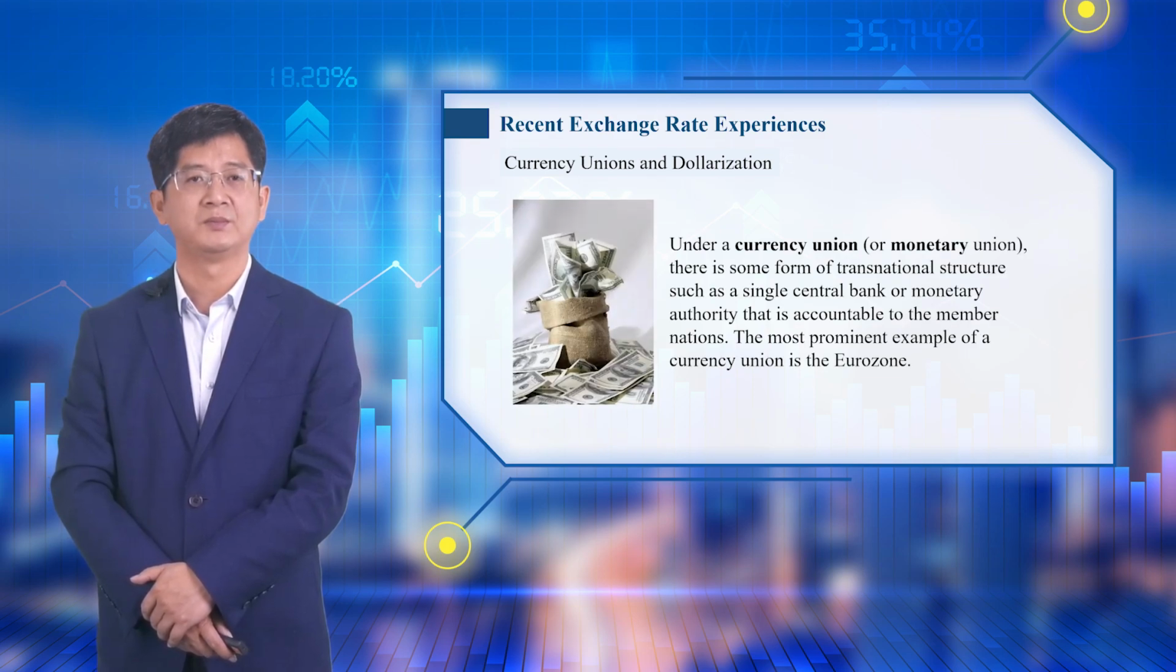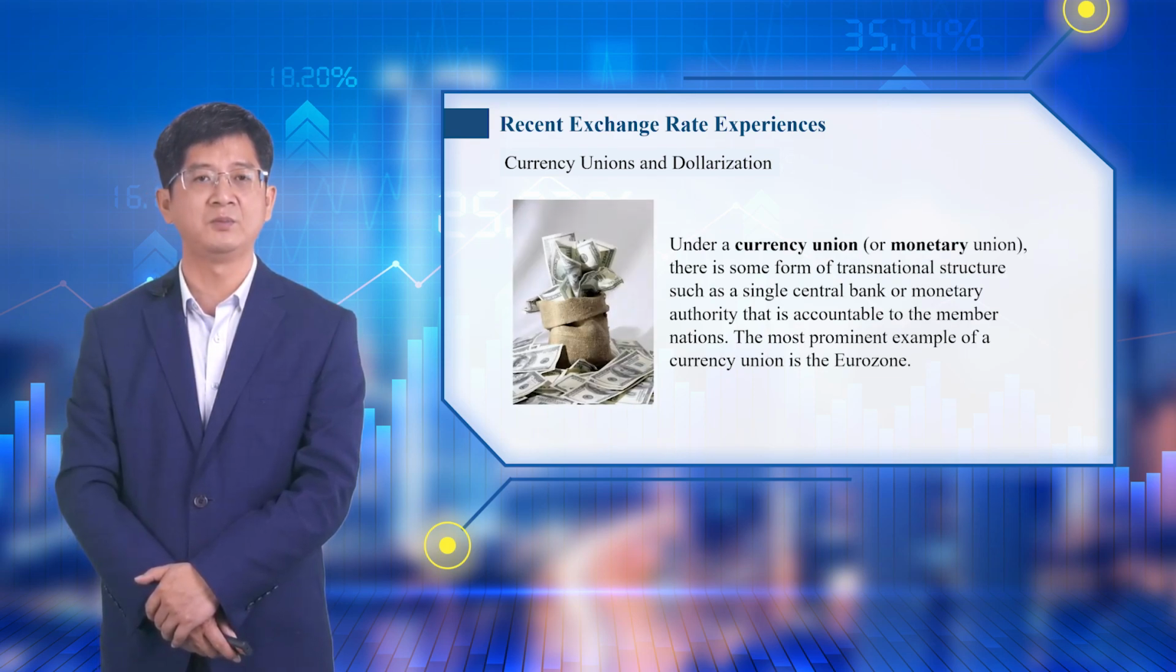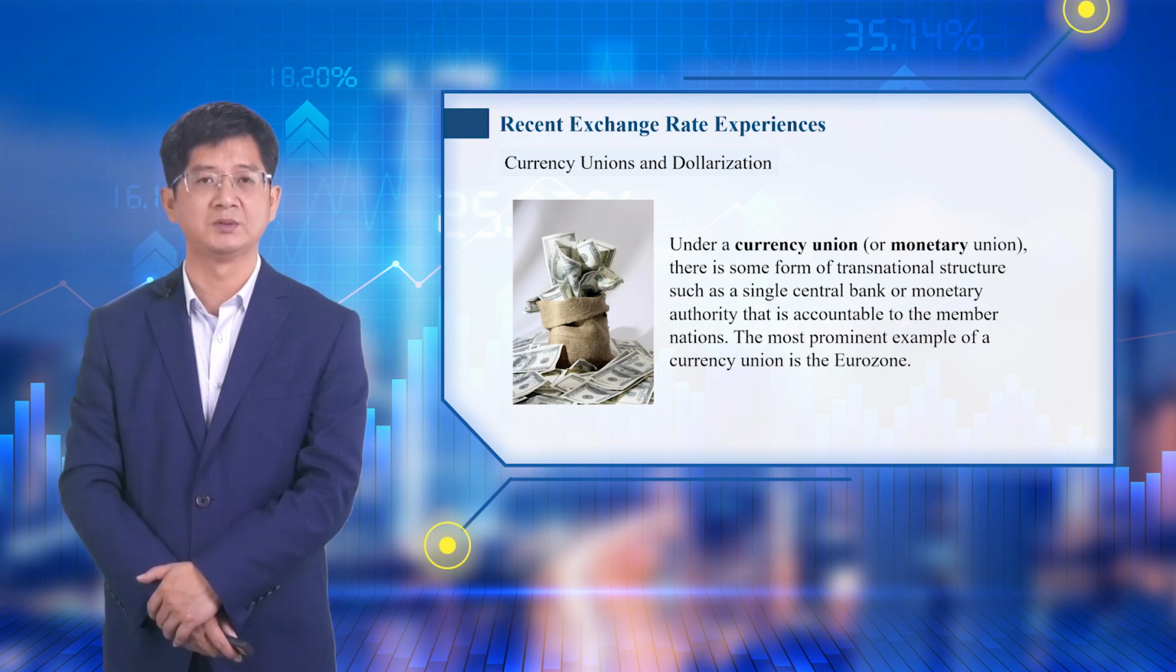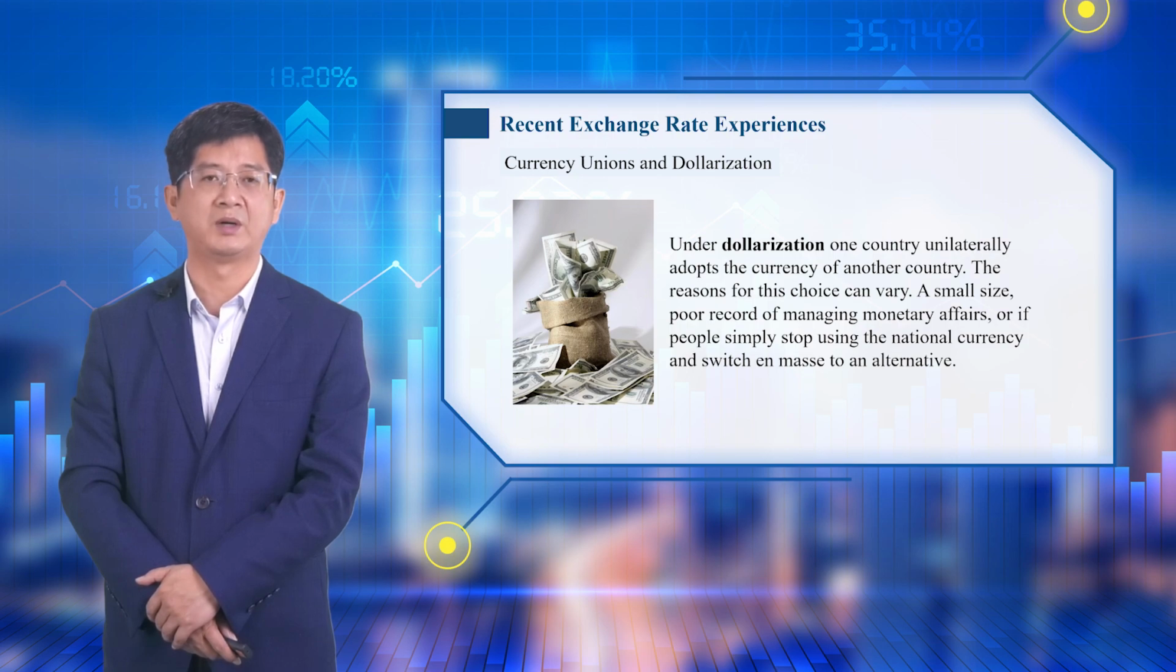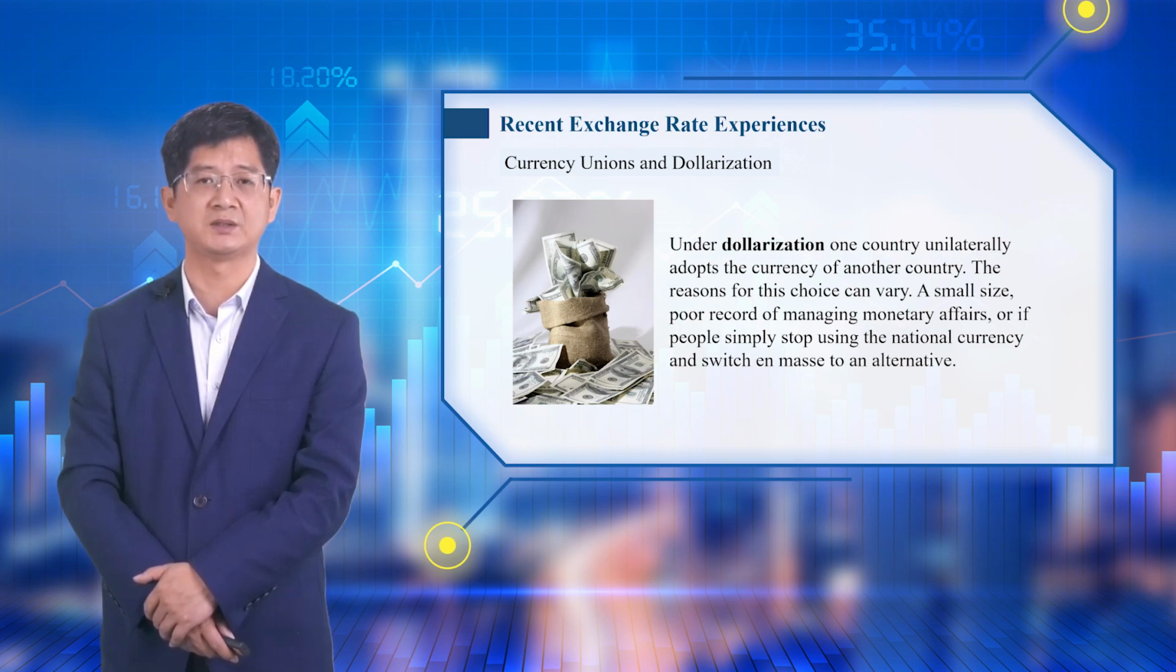Under a currency union or monetary union, there is some form of transnational structure, such as a single central bank or monetary authority that is accountable to the member nations. The most prominent example of a currency union is the Eurozone. In dollarization, one country unilaterally adopts the currency of another country. The reasons for this choice can vary: a small size, a poor record of managing monetary affairs, or if people simply stop using the national currency and switch to an alternative.